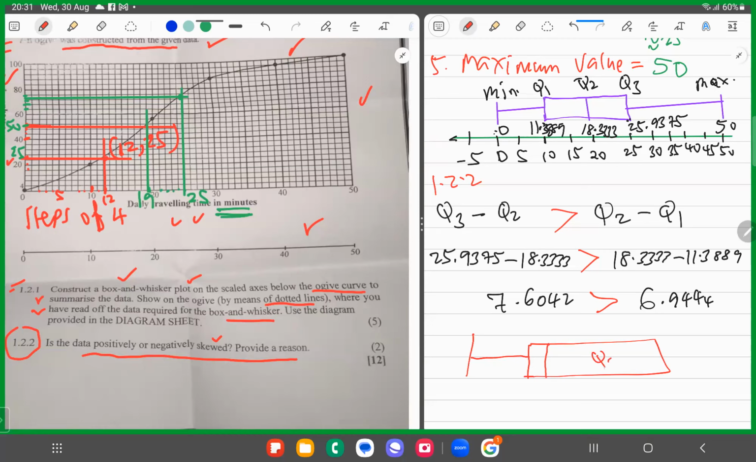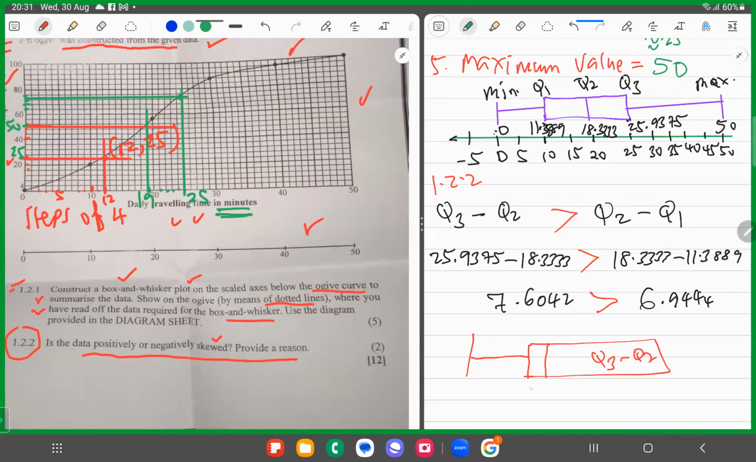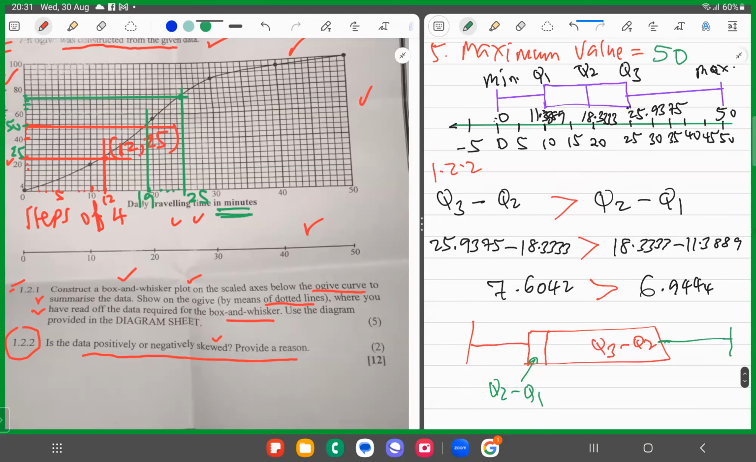So here you have Q3 minus Q2, and here you have Q2 minus Q1. So this means that it is positive. It is positively skewed. Okay, you can say it is positively skewed.